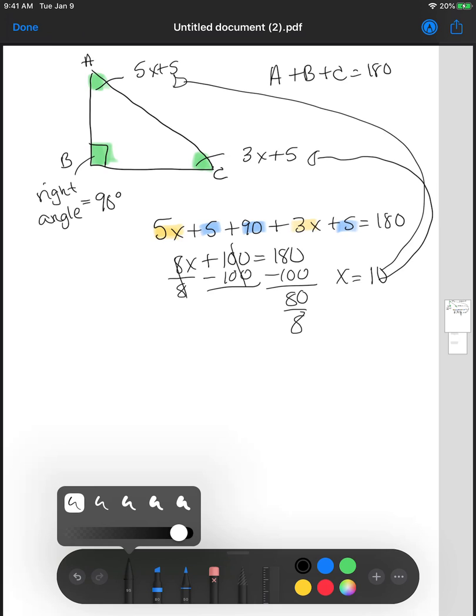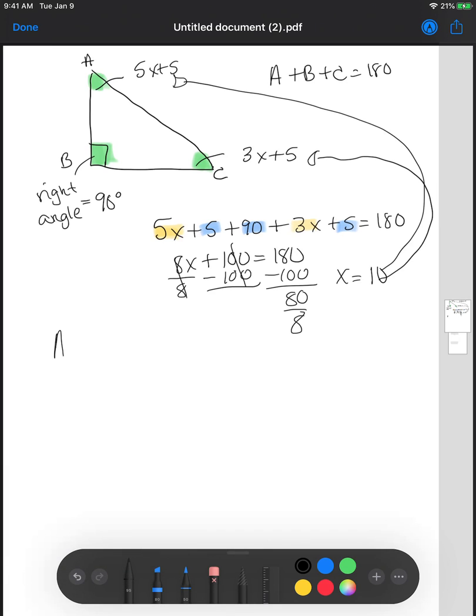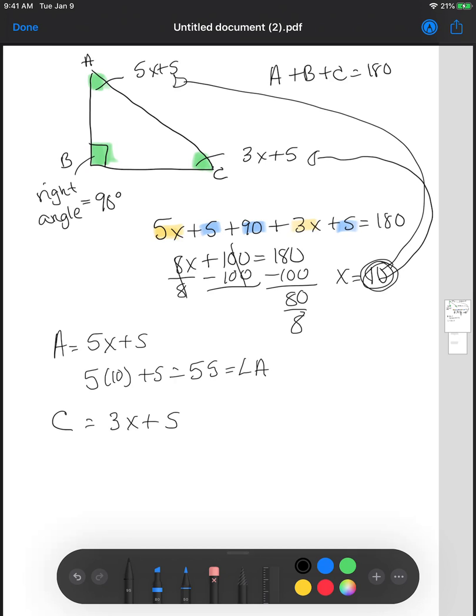So let's go with A. A is 5x plus 5, and I'm going to substitute 10 in for x. So I get 5 times 10 plus 5. 5 times 10 is 50, plus 5 is 55, which equals angle A. All right, now let's do C. C is 3x plus 5. I'm going to substitute my 10 again. So I get 3 times 10 plus 5. 3 times 10 is 30, plus 5 is 35.